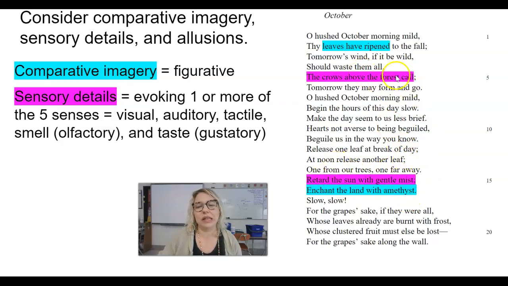Now, it's not enough just to label it and say, in this image, we can really hear the crows. The next step is to decide what is the effect of hearing the crows call above the forest. And you have to determine that on your own. That's when you make those leaps to evaluative and interpretive conclusions that you then have to support.